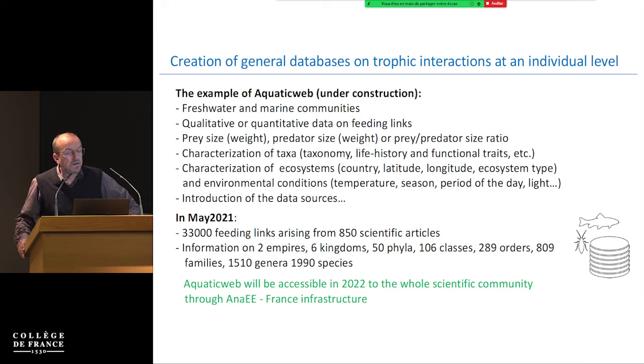And this database gives information on the links, in freshwater or marine communities, between a large variety of organisms, and we tried as much as possible to have information at an individual level, in order to have better knowledge on the real interactions according to size, for example, and also to take into account other aspects. For example, we try as much as possible to take into account behavior, taxonomy, life history traits, etc.